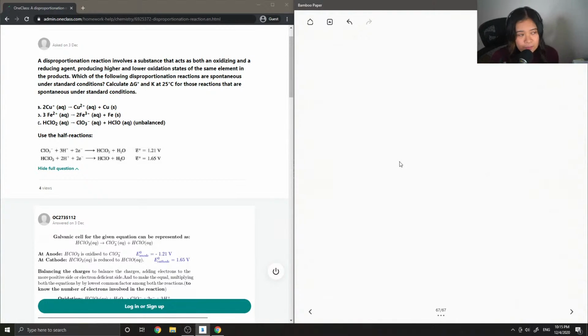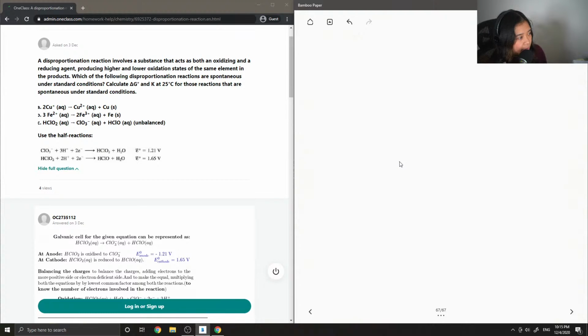Okay, so question 1 asks: a disproportionation reaction involves a substance that acts as both an oxidizing and a reducing agent, producing higher and lower oxidation states of the same element in the products. Which of the following disproportionation reactions are spontaneous under standard conditions? Calculate delta G and K at 25 degrees Celsius for those reactions that are spontaneous under standard conditions.